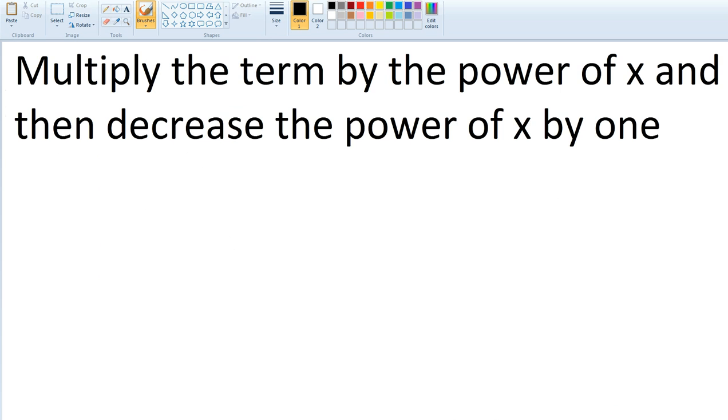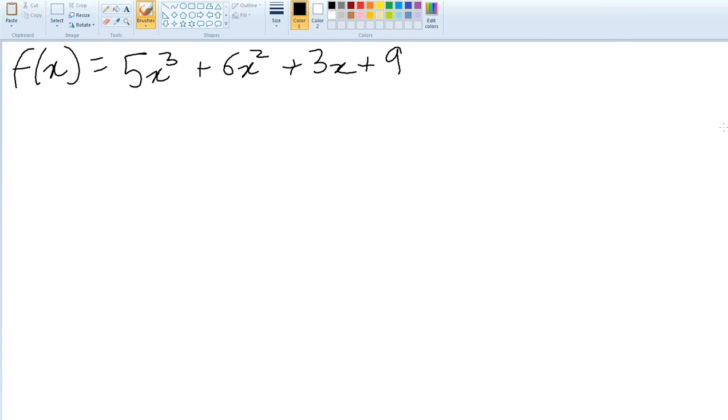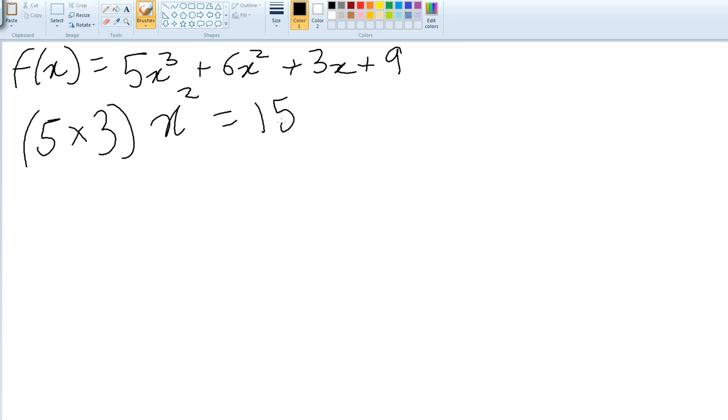So to differentiate, you have to multiply the term by the power of x, and then decrease the power of x by 1. In differentiation, you have to do it term by term. So first we'll do this equation, f of x equals 5x cubed plus 6x squared plus 3x plus 9. First we'll differentiate 5x cubed. So we'll times by the power, so we get 5 times 3, and then times by x, but decrease the power by 1, so 3 minus 1 equals 2. So here we've got 5 times 3, 15, times x squared equals 15x squared, and that's differentiated that part of the equation.